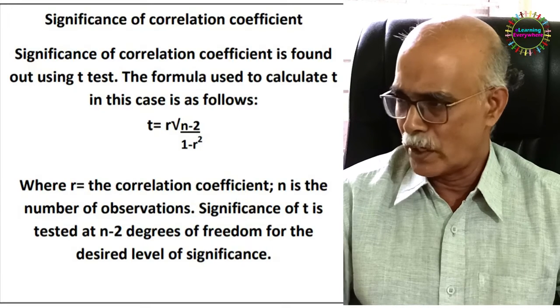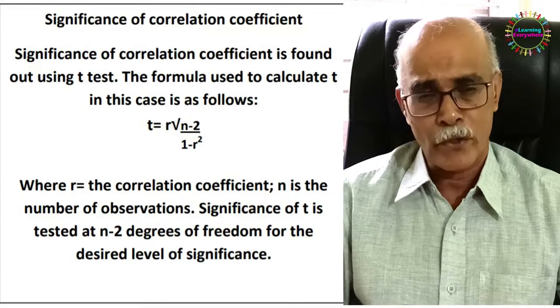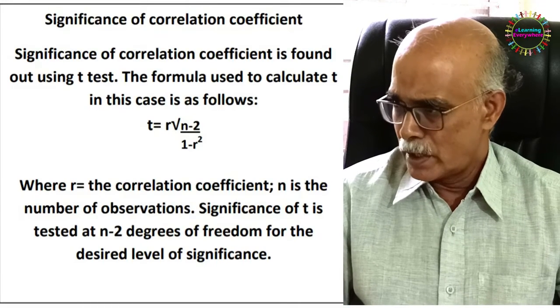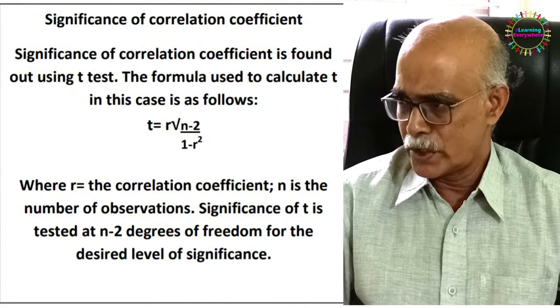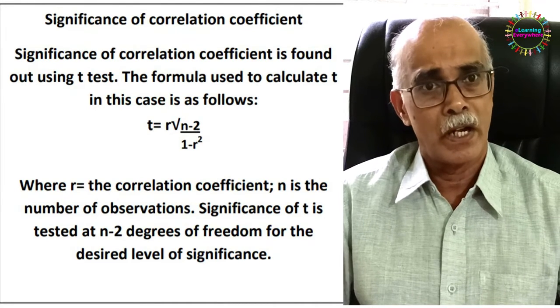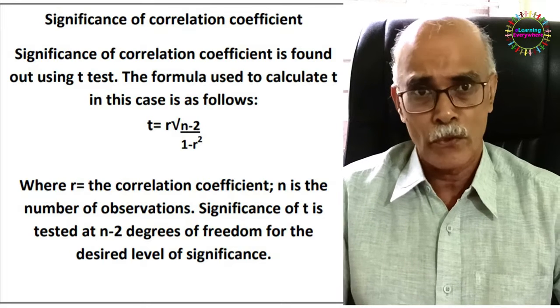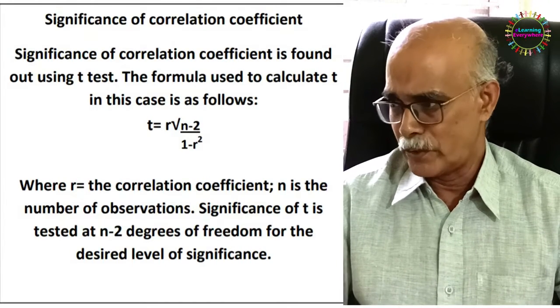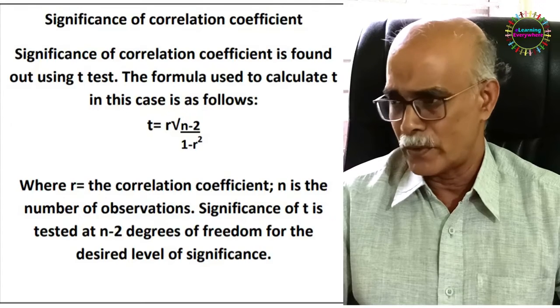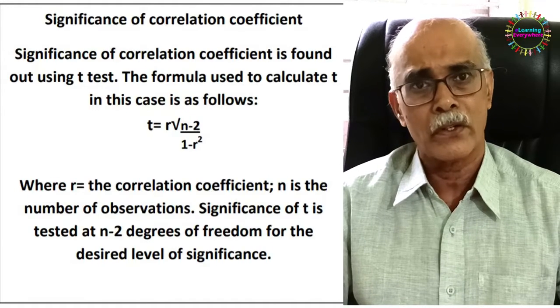Here r is the correlation coefficient, n is the number of observations, and significance of t is tested at n minus 2 degrees of freedom from a table. After calculation of the t value, from the table you can test whether the t is statistically significant or not.